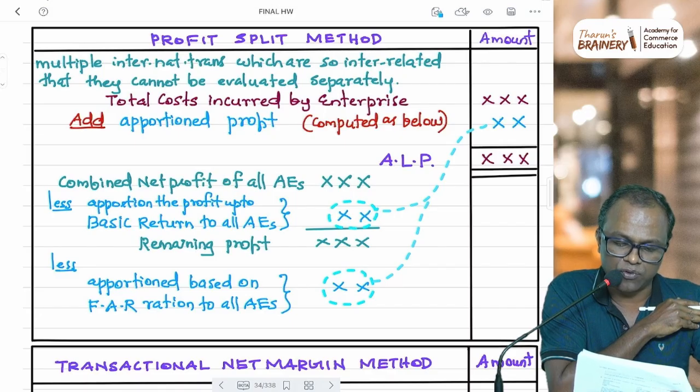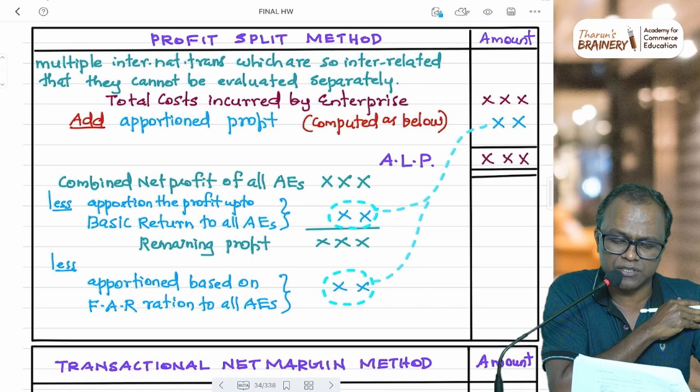That is for AE1 Limited and AE3 Limited, that is $3,000 for AE1, $800 for the AE3 Limited. At least they should get that much basic return. See how they calculated basic return, that is given in the first paragraph, right? The normal basic return is ordinarily calculated as a percentage of cost incurred or gross revenue or capital employed. In this example, it is assumed as a percentage of the cost. Based on the FAR analysis, basic return of AE1 and AE3 are determined to be 15% and 10% respectively.